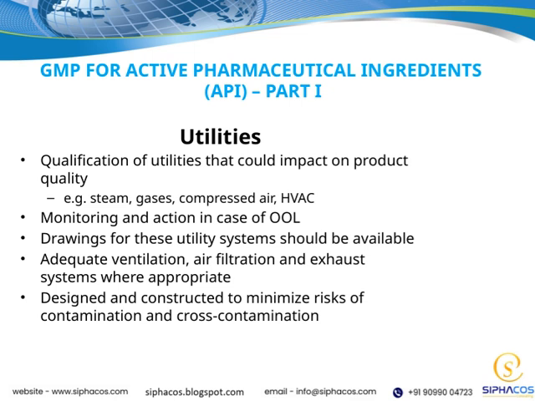Adequate ventilation, air filtration, and exhaust systems should be in place wherever necessary to maintain a clean environment. Finally, the design and construction of these utility systems must aim to minimize risks of contamination and cross-contamination. This is all part of ensuring we meet good manufacturing practices for active pharmaceutical ingredients, or APIs, which is the overarching theme of this part of the presentation. By paying close attention to these utilities, we help safeguard the quality and integrity of the final product.